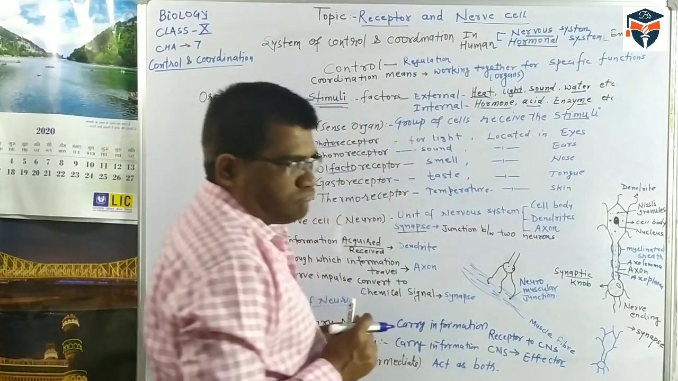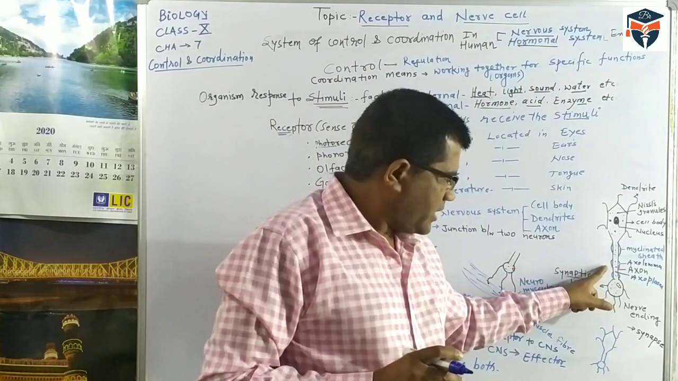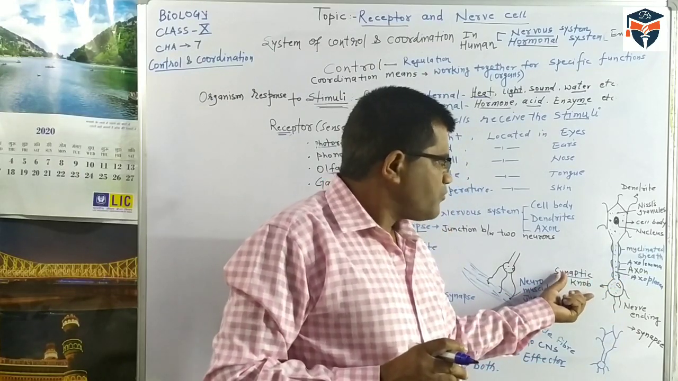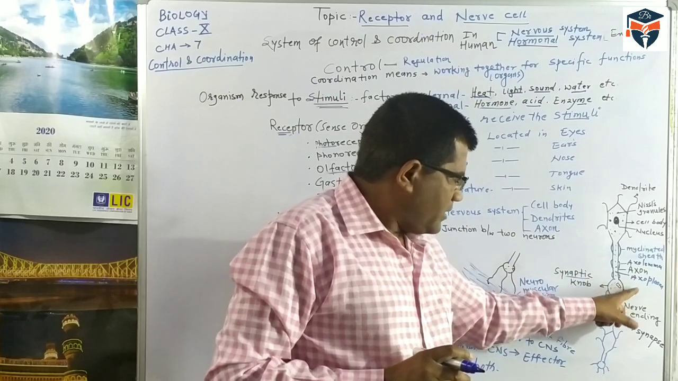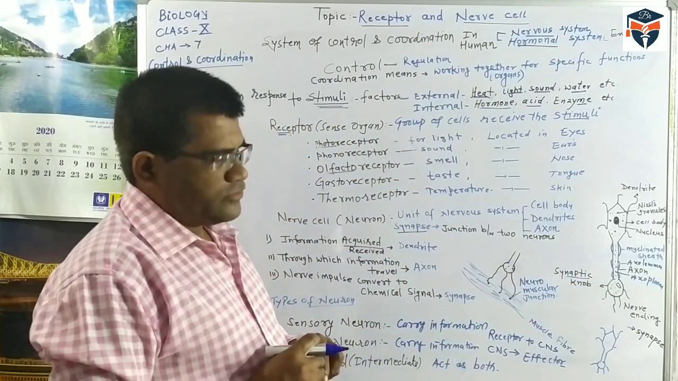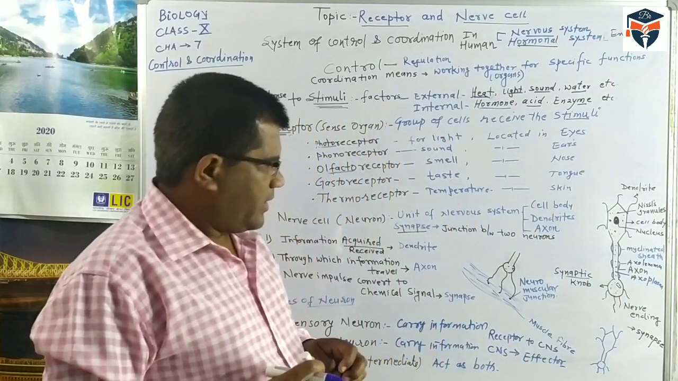The axon gets terminated, and there is a swelling knob-like structure that is called the synaptic knob. So what is the synaptic knob? The terminal part of the axon is a rounded structure and it is called the synaptic knob. From the synaptic knob, a number of nerves arise, and that is called the nerve ending.